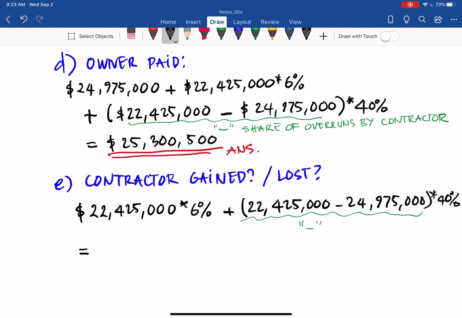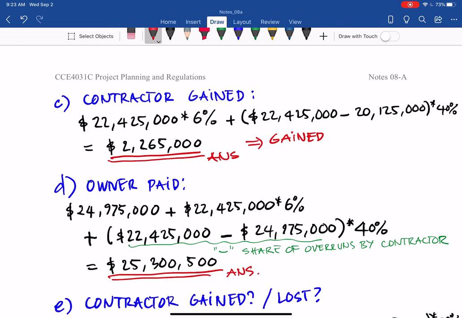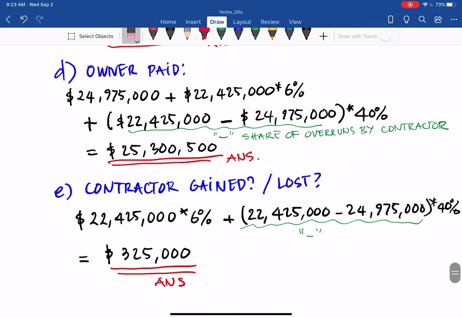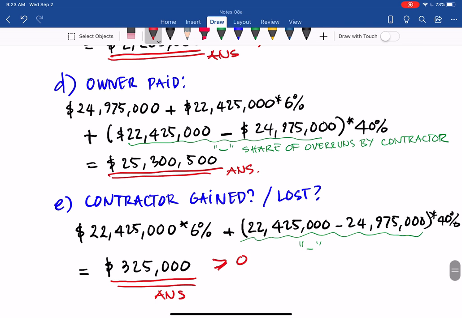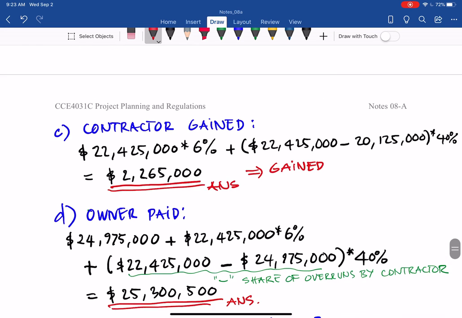And from here, it will be $325,000. And it means what? It means that it's still positive, still greater than 0. So it means still a gain. But if it overruns even more, then the contractor may lose money.